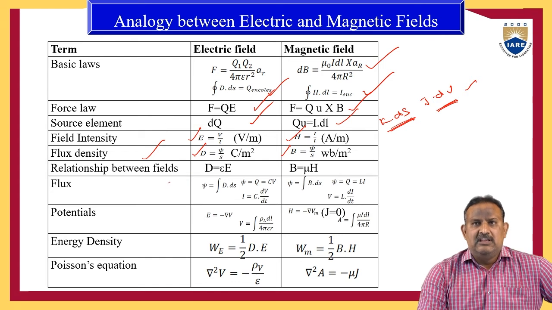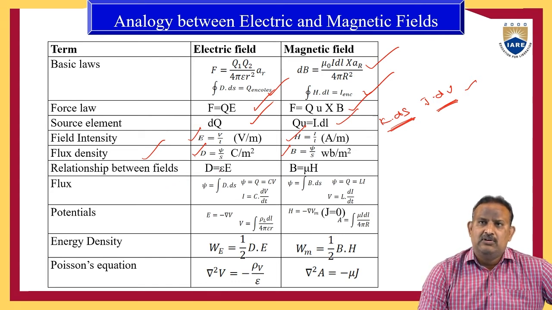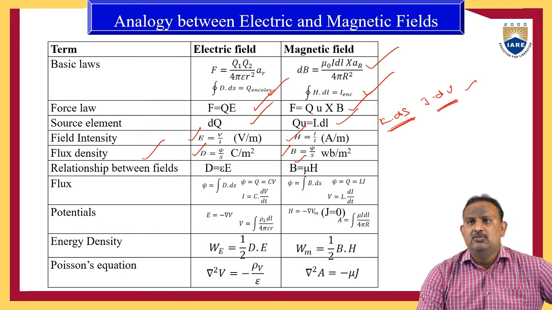And the next one is the relationship between the fields. The electric flux density D is equal to epsilon E. The magnetic flux density B is equal to mu into H, where H is the magnetic field intensity.